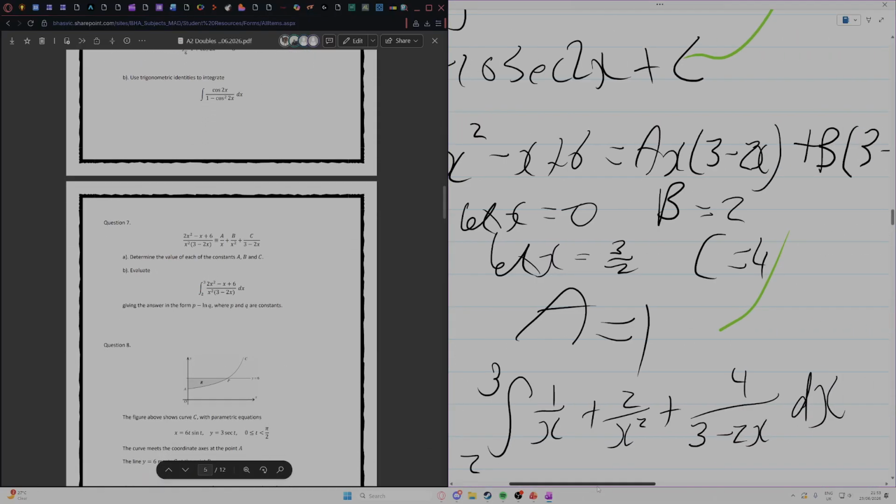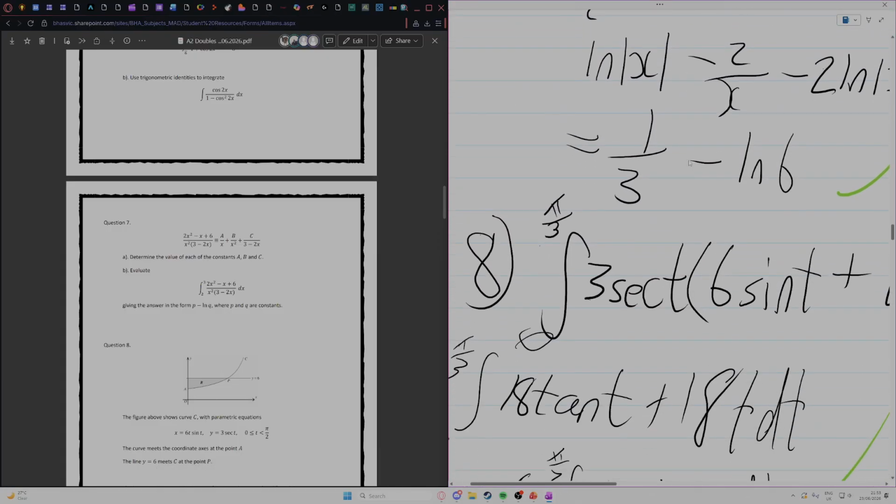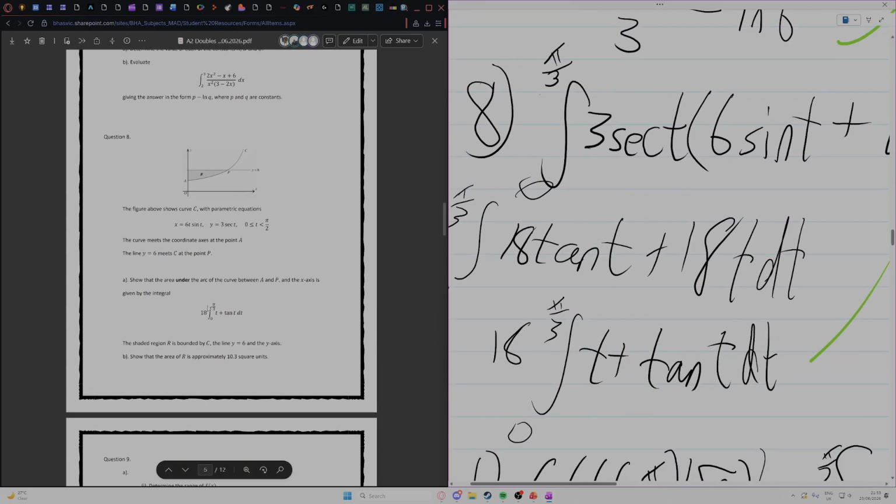Another partial fractions, relatively simple. Another integration of partial fractions, blah, blah, blah. Getting to the answer, nice.